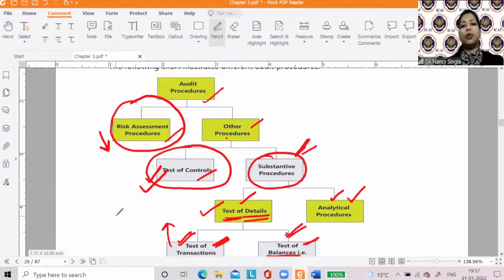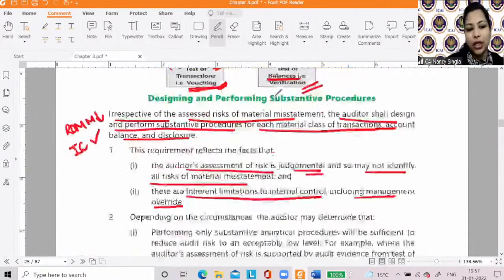Example is what? Management override. Management itself is not following, it is disregarding the internal control. However, it is appearing to the auditor कि सब कुछ is operating effectively. ठीक है. So that is why substantive procedures तो करना ही पड़ेगा.